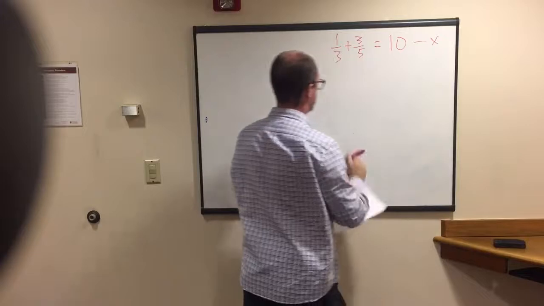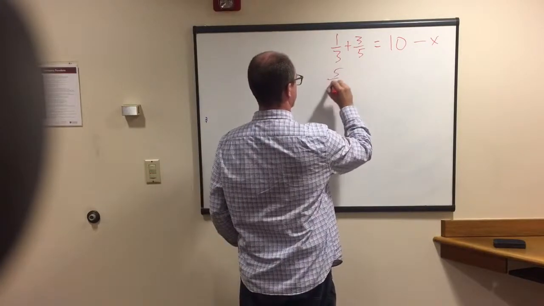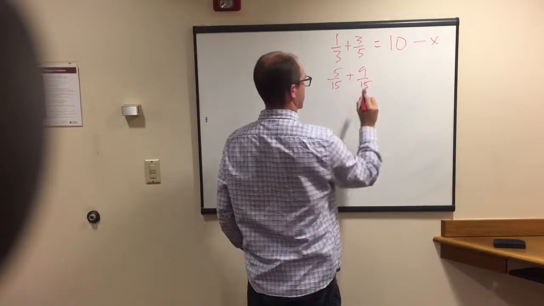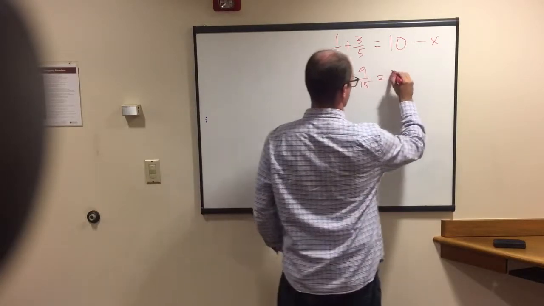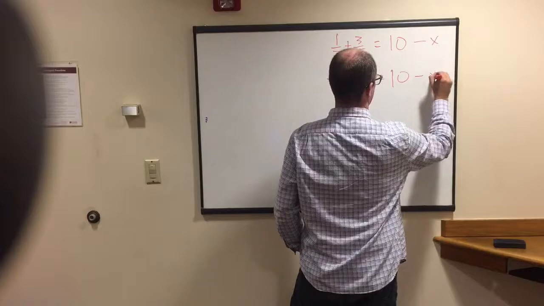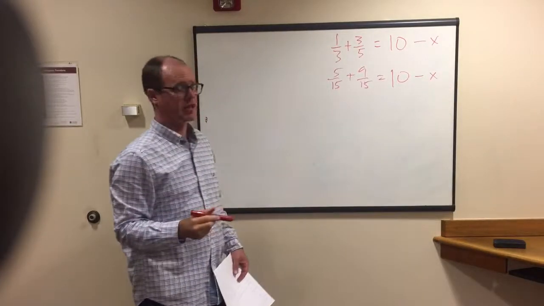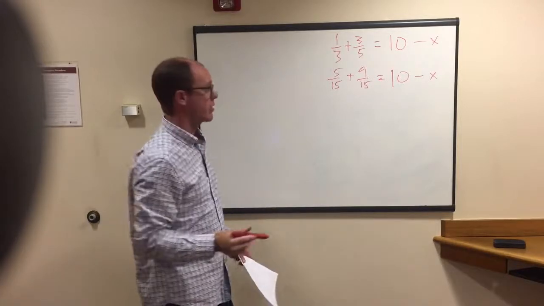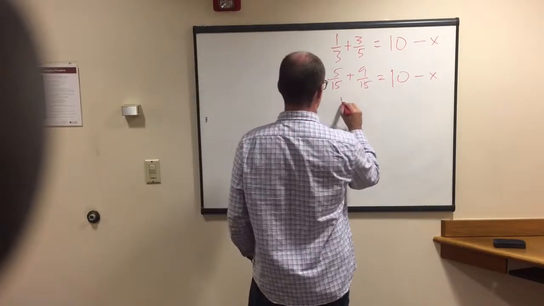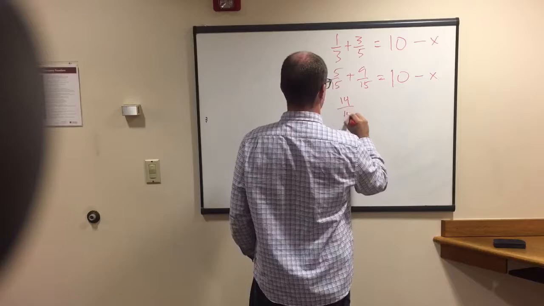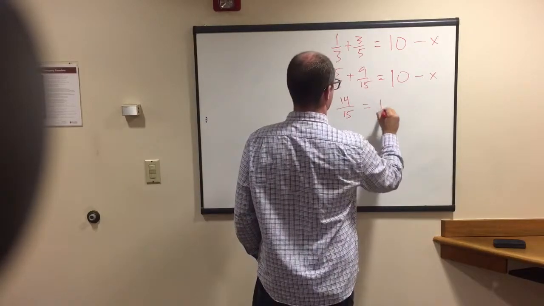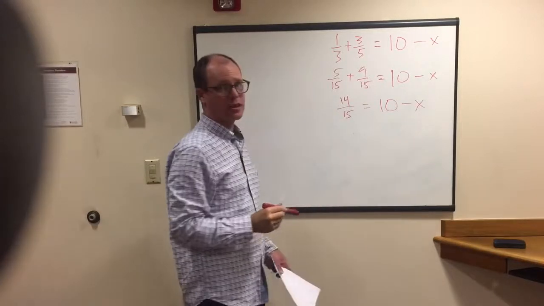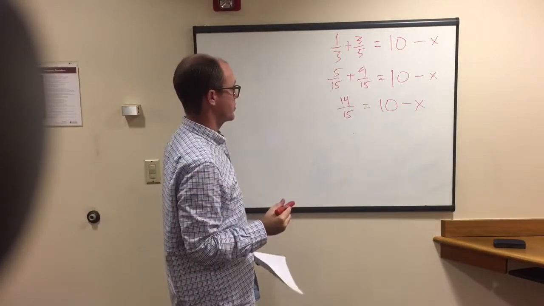So now we have 5/15 plus 9/15 equals 10 minus x. Okay, everybody can see that. And now if we just add the 5 and 9 together, which is 14, we'll have 14/15 equals 10 minus x. Okay, so now it's starting to look a little more reasonable.